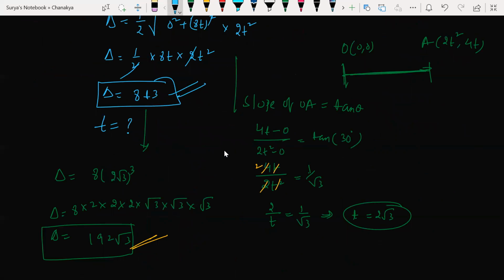OA is nothing but what here? The distance from the origin to the point called A. So I got the T value as 2 root 3 from there. That particular T value I'm using to find the area of the triangle given to you.